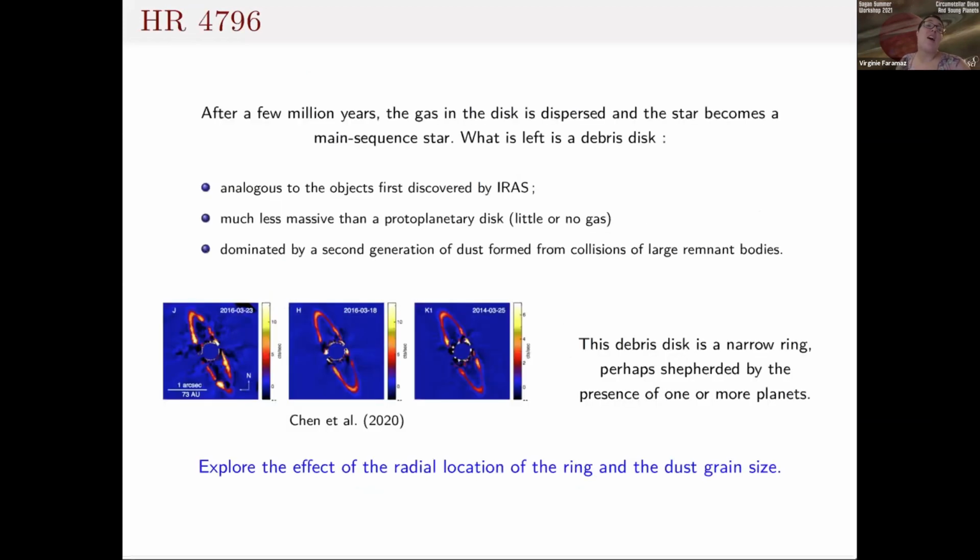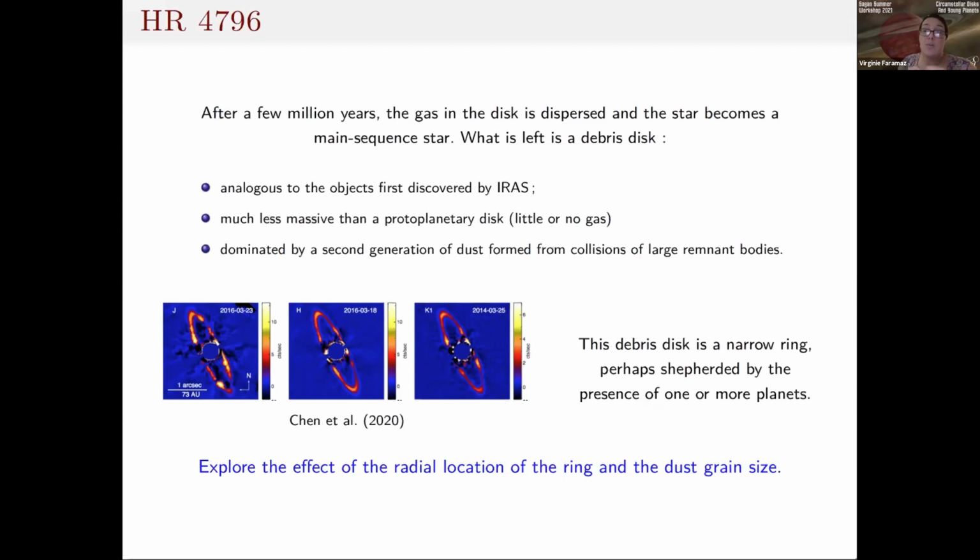And finally, after a few million years, we were so far talking about disks that were still containing a good amount of gas. After a few million years, the gas in the disk is dispersed and the star becomes a main sequence star. What you have left is what's called a debris disk. This is my own personal specialty. These are analogous to the object that was first discovered by IRAS, which I showed you, the fabulous Vega debris disk. These are much less massive than a protoplanetary disk because you have little to no gas. And the dust that you see in there is not first generation. It's not remnant from the molecular cloud.